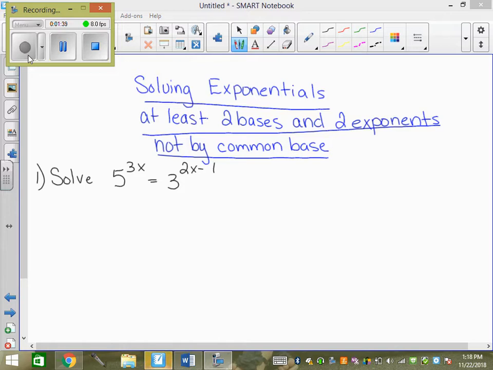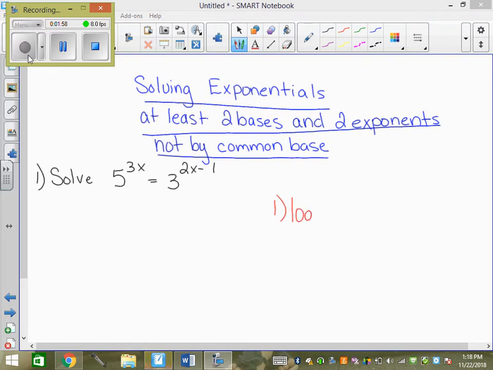So, how can we get it down to exact values? We have two bases, two exponents. That's why I said to you, in this instance, you always check if you can do common base, because if you can, it's way faster. But we can't common base. There's nothing common to 3 and 5. We agree? Okay.